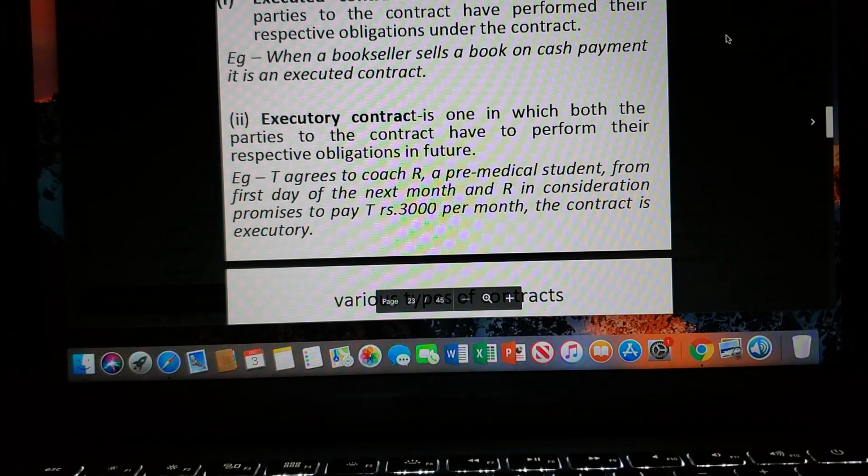Second, executory contract. Let me read it again. Second one is executory contract, one in which both the parties to the contract have to perform their respective obligations in future. Example, T agrees to coach R, a pre-medical student, from first day of the next month, and R in consideration promises to pay T rupees 3,000 per month. The contract is executory.